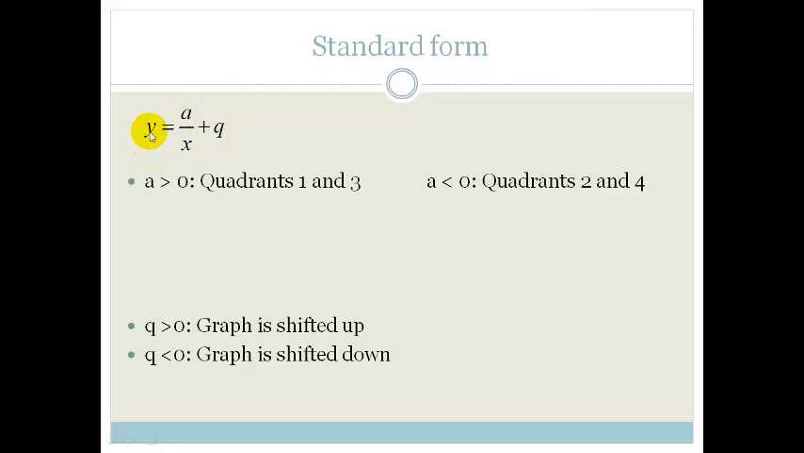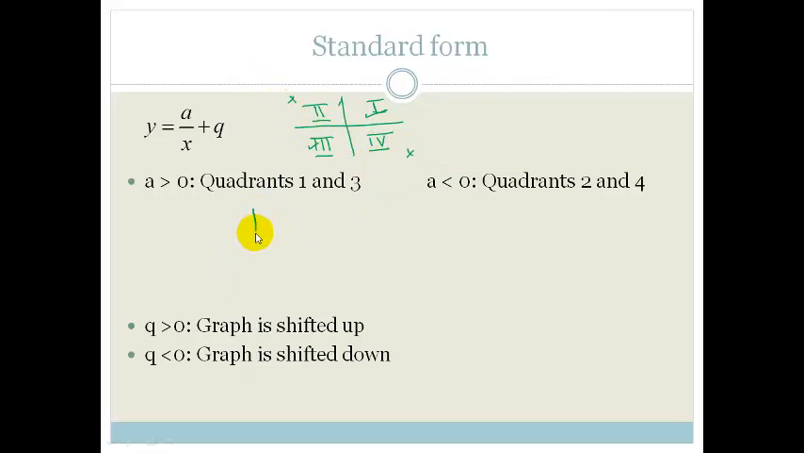So we know that the standard form is y is equal to a over x plus q. And we said if a was bigger than 0, then it would be in quadrants 1 and 3. And I'm just going to sketch a little drawing here, where we know that the quadrants are 1, 2, 3, and 4. So if a is bigger than 0, which quadrants are they going to be? It's quadrants 1 and 3. And if a is smaller than 0, then the quadrants are going to be 2 and 4.